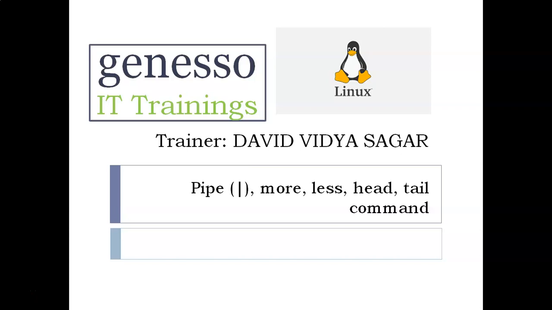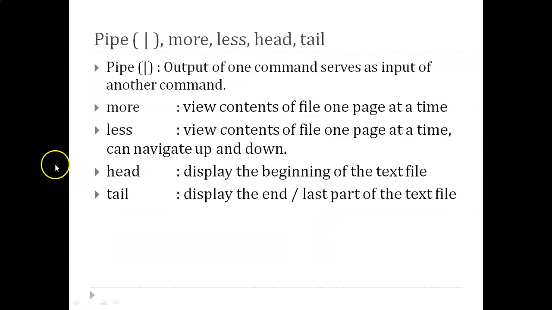So let us try understanding what is this pipe symbol now. This particular symbol can be extensively used in Linux commands. It is used in n number of ways whenever we are typing certain commands in Linux. So what exactly is this pipe symbol going to do? The output of one command serves as input of another command. So the output of one particular command will be given as input to a different command. This can be achieved with the help of a pipe symbol.